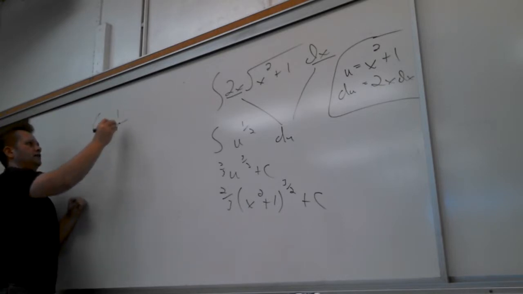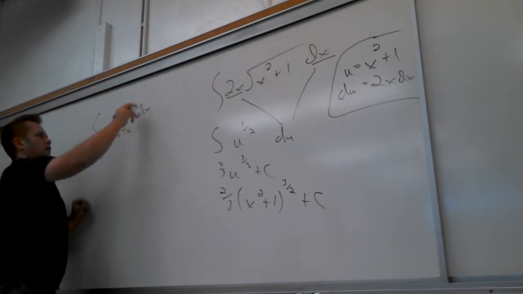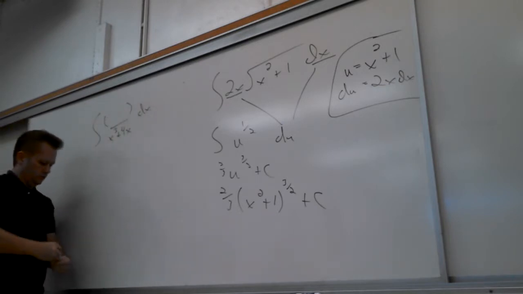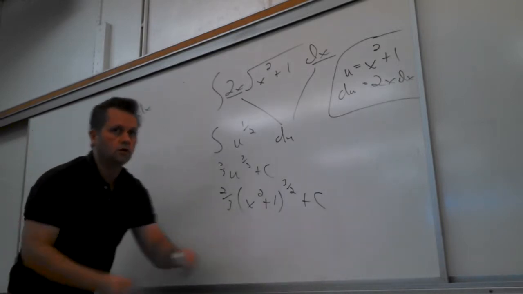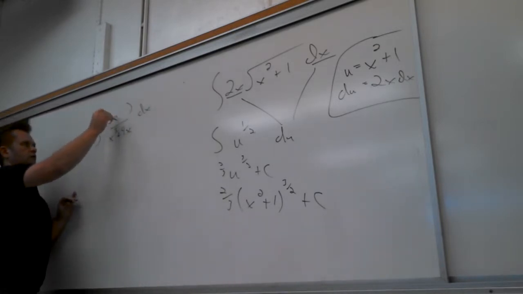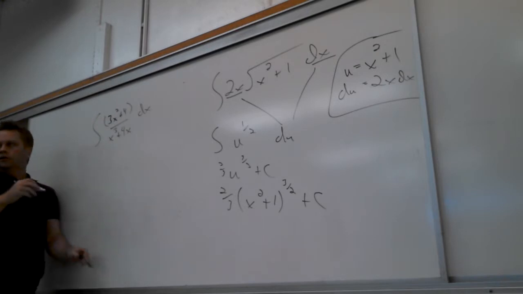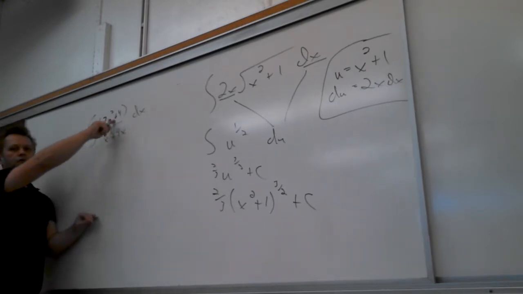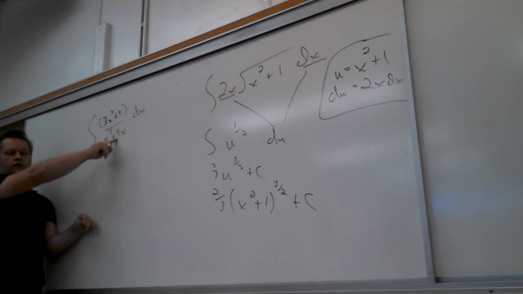What if I add this? Let me leave this open. What would I put in there to make this work? 3x plus 4. Yeah, exactly. 3x squared plus 4. Do you guys see that? So now if I try u sub, well, where'd that come from? That is the derivative of the bottom.